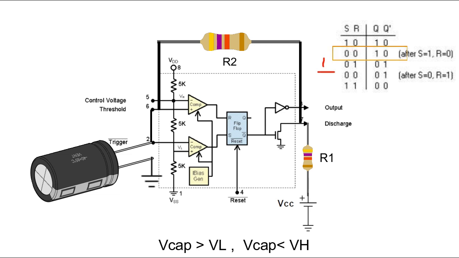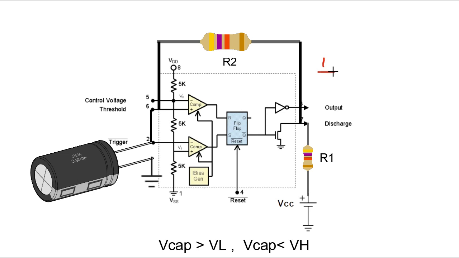So this means the output of IC555 will remain in the high state and continue to exhibit 1 at its output, and the discharge transistor will still be in the off state. The capacitor will continue to charge, and at some point it will cross the threshold voltage, which is a reference of 2/3 VCC.